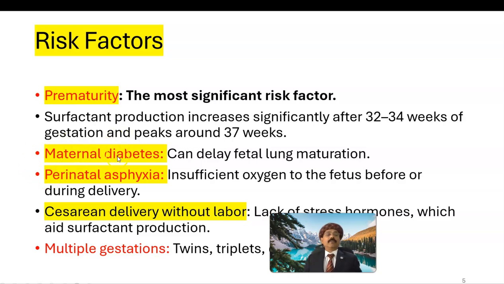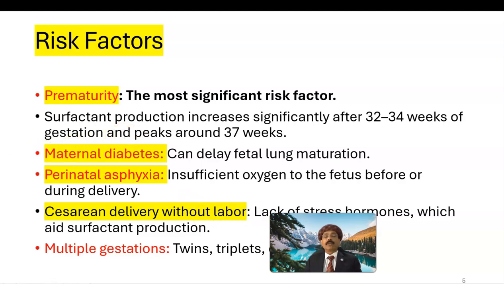Maternal diabetes can delay fetal lung maturation. Perinatal asphyxia, insufficient oxygen to the fetus before or during delivery. This happens in obstructed delivery or maybe due to umbilical cord entanglement around the neck. So that may lead to perinatal asphyxia.